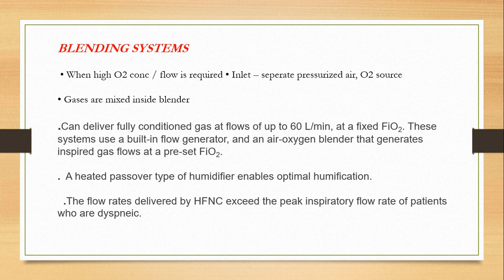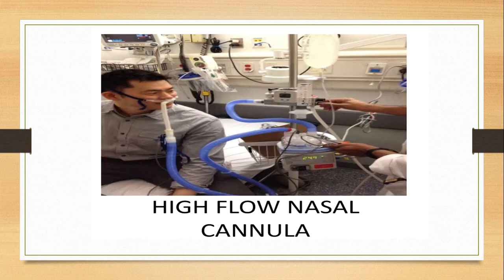The gas flow rates can be as high as 60 liters per minute, and a fixed FiO2 can be delivered to the patients. The advantage is that there is always a humidifier with temperature control attached to these devices. The humidified air, which is temperature controlled and comfortable to the patient, can go through these devices, and because of the high inspiratory flow rates, there is no entrainment of CO2 in these devices.